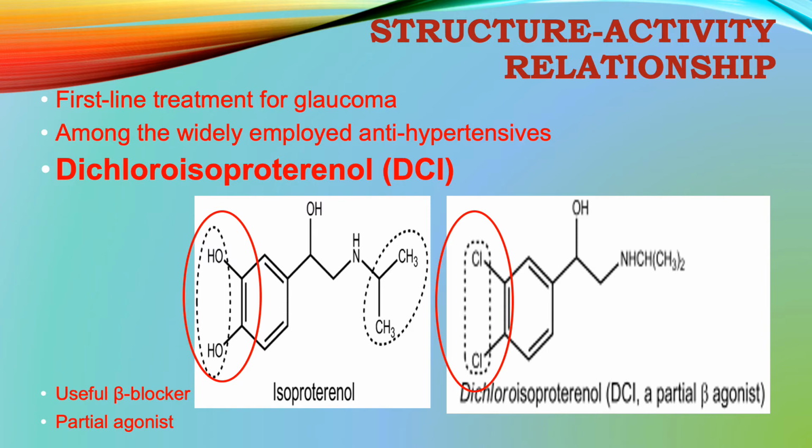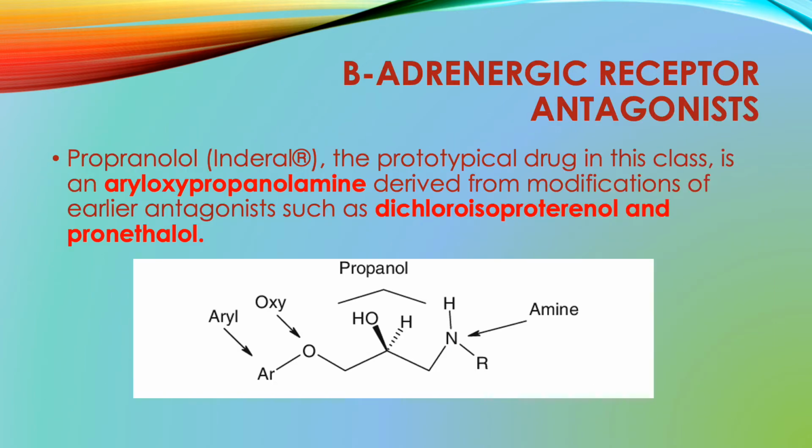Now moving forward, these are the drugs that antagonize our beta receptors. The prototype for this drug class is our propranolol with the brand name Inderal. This propranolol has an aryloxypropanolamine structure that is derived from modifications of the earlier antagonist that I have mentioned, dichloroisoproterenol. So the pharmacophore of our propranolol is aryloxypropanolamine. It is derived from dichloroisoproterenol.